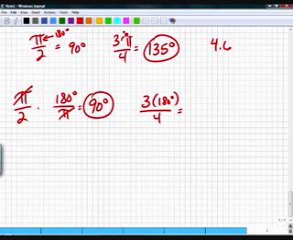The way that I do that, I know what pi over 4 is. I know pi over 3, I know pi over 4, and I know pi over 6. Pi over 3 is 60. Pi over 4 is 45. Pi over 6 is 30. I know those three. So if pi over 4 is 45, then this is 3 of those. 3 45s is 135.